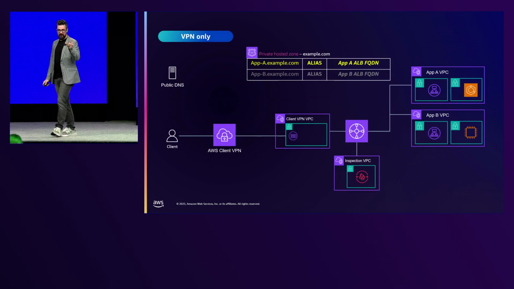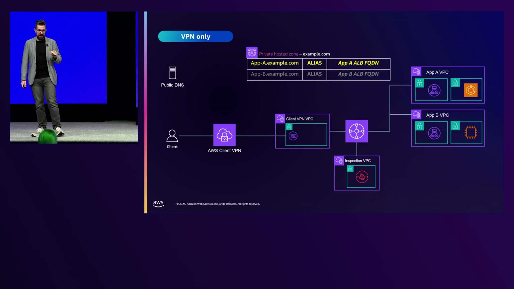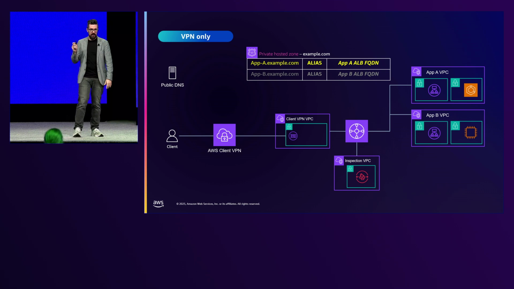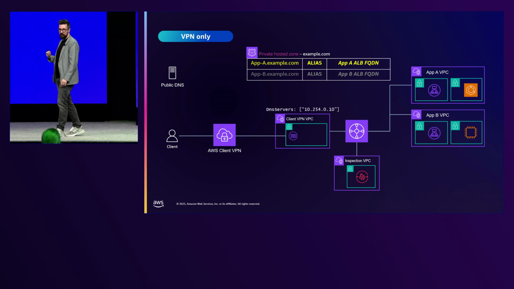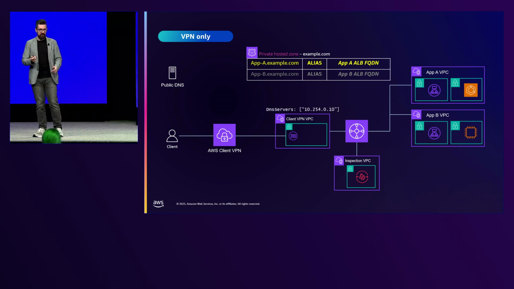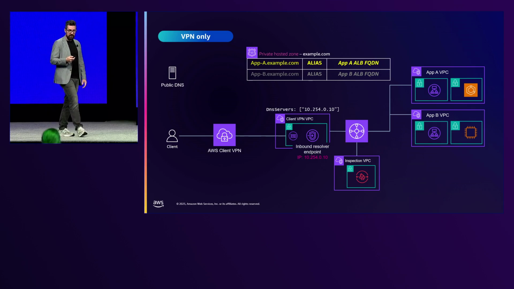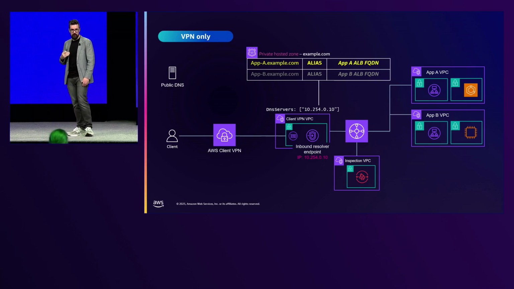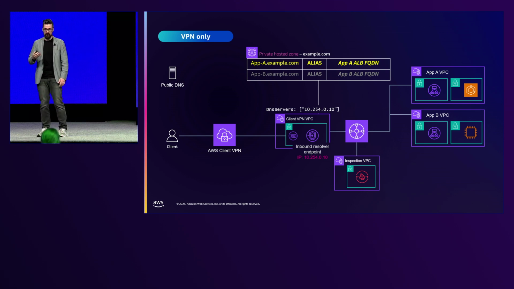So to start, let's take a quick moment and look at how a VPN works by itself. With client VPN at least, and yours might be similar if you're using something different, you specify a DNS server that your clients should use when connected. And this could be something like a Route 53 resolver endpoint, and then you'll have a private hosted zone associated with that VPC where the endpoint lives.